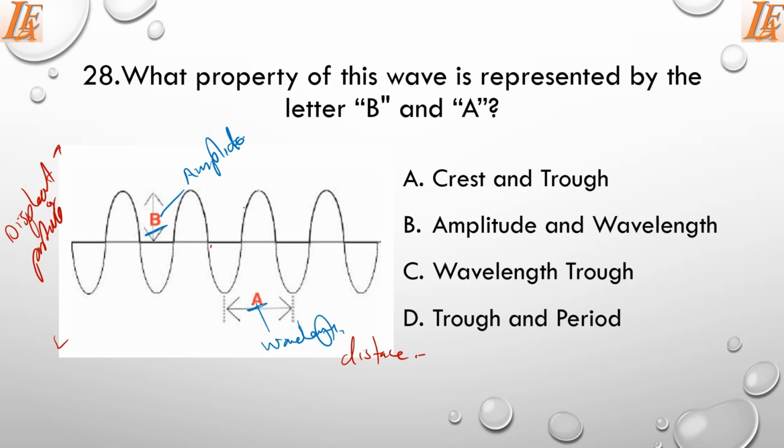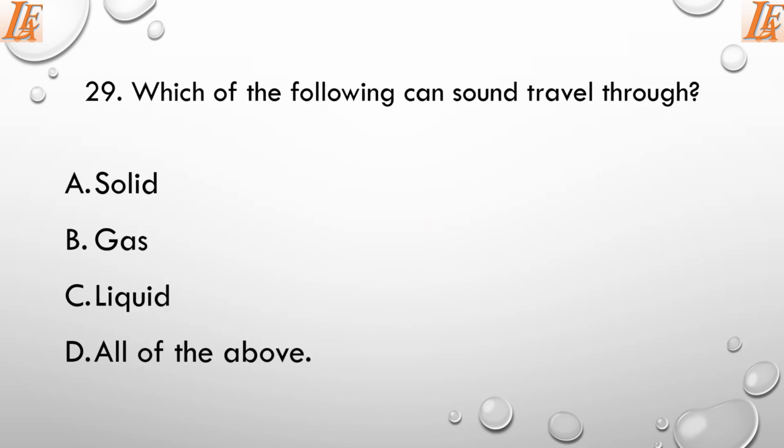Therefore, the correct answer, let's look at A, crest and trough, no. Amplitude and wavelength, this is correct. Wavelength and trough, no. Trough and period, no. So in this case, the correct answer is B, amplitude and wavelength. Question 29. Which of the following can sound travel through? A, solid, B, gas, C, liquid, D, all of the above. Sound is an example of a mechanical wave, and it can travel through solids, liquids, and gases. Therefore, the correct answer here is D, all of the above.